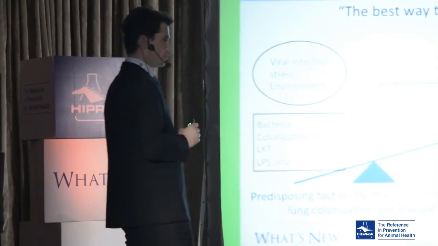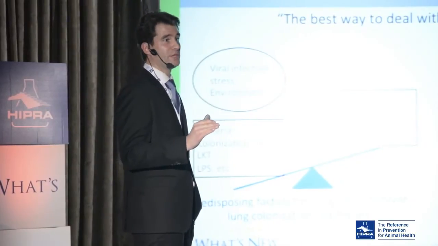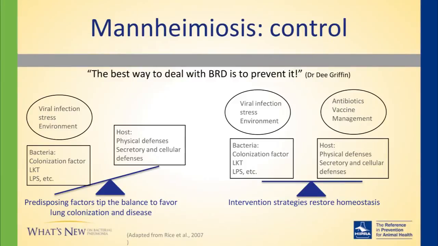Now, let's talk about the control. Clearly, the best way to deal with BRD is to prevent it. I think we all agree on that. As we saw previously, predisposing factors are tipping the balance to favor lung consolidation and disease. BRD prevention is meant to be an intervention strategy to restore this homeostasis. And we have 3 main types of intervention strategy to prevent BRD: antibiotic use on arrival, vaccination, and reduction of risk factors by improved management.